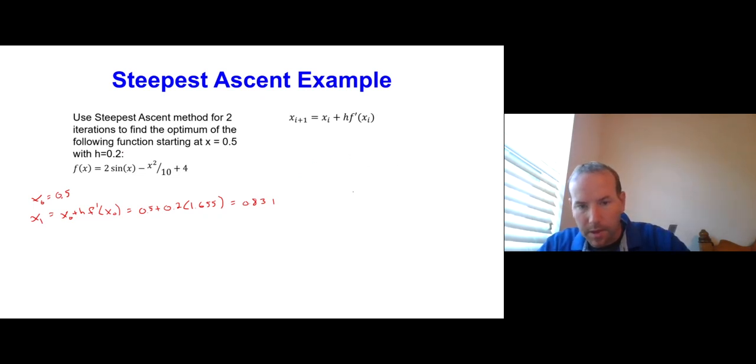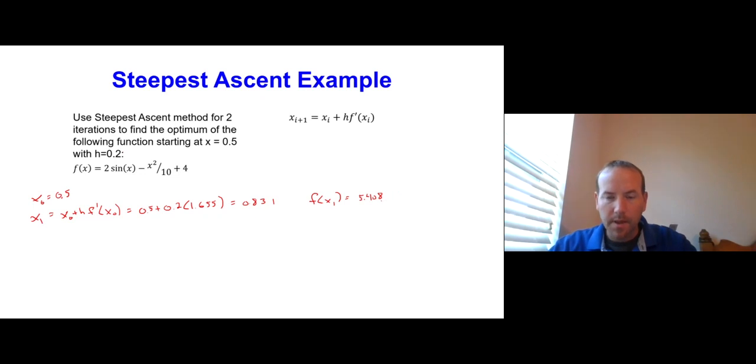And so if we plug this value for x1 into our function, we get 5.408, which is not a bad estimate given that this is our very first try.